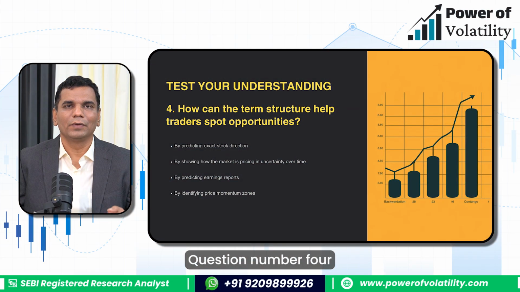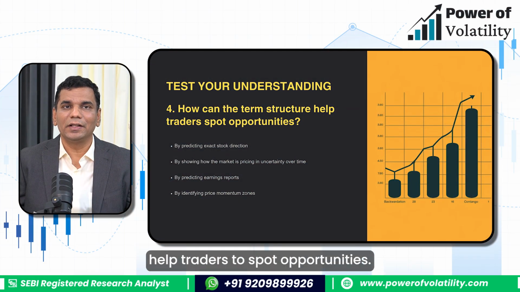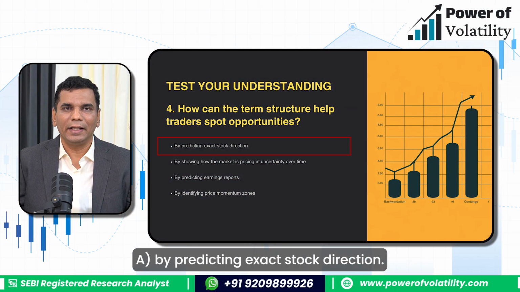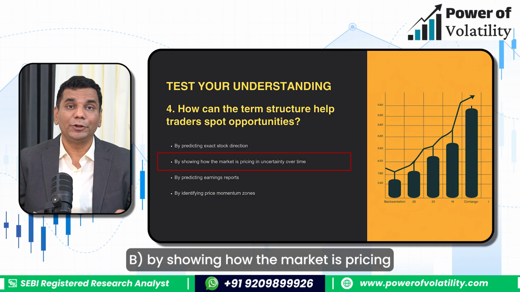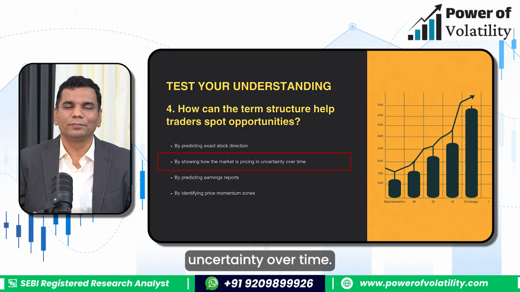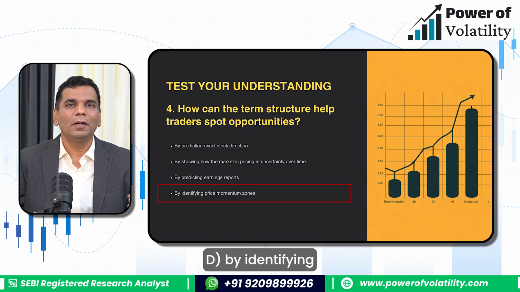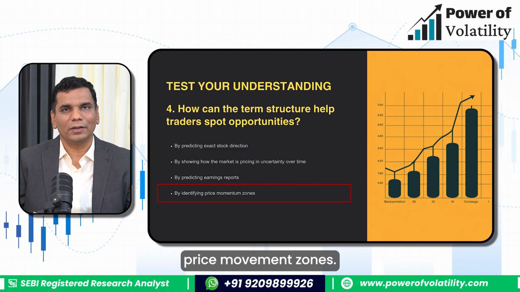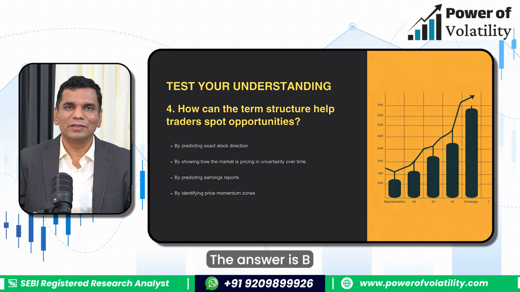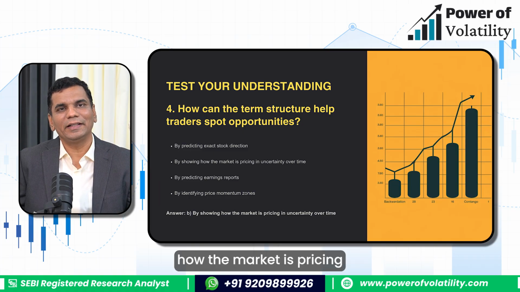Question number 4. How can term structure help traders spot opportunities? A. By predicting exact stock direction. B. By showing how the market is pricing uncertainty over time. C. By predicting earnings reports. Or D. By identifying price movement zones. The answer is B. By showing how the market is pricing uncertainty over time.